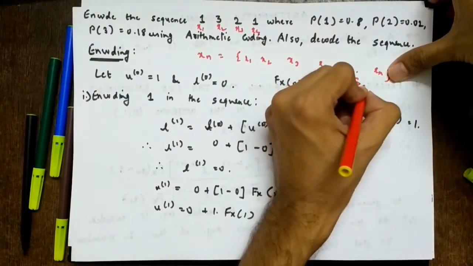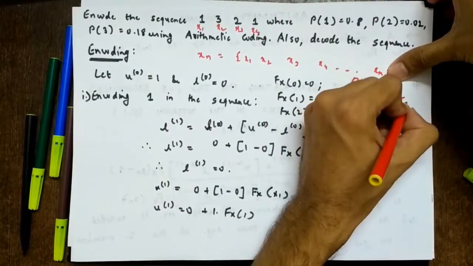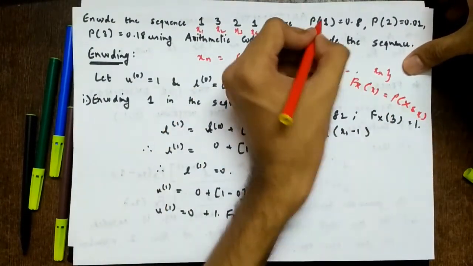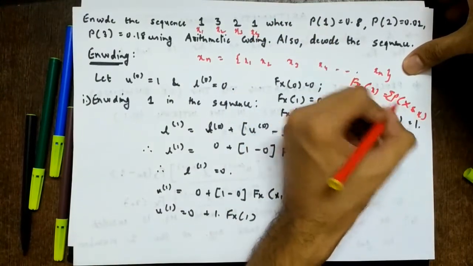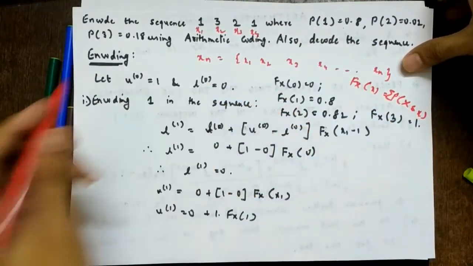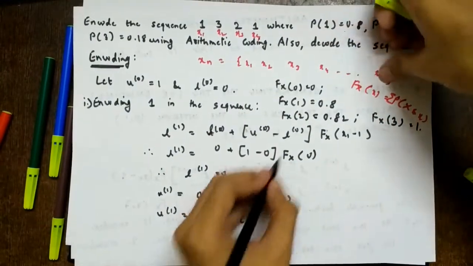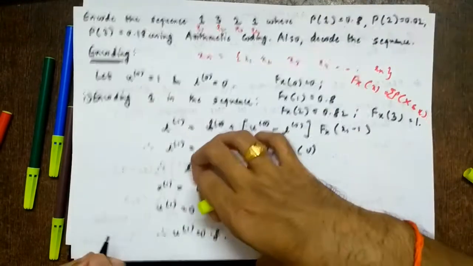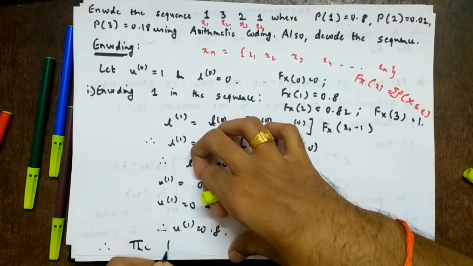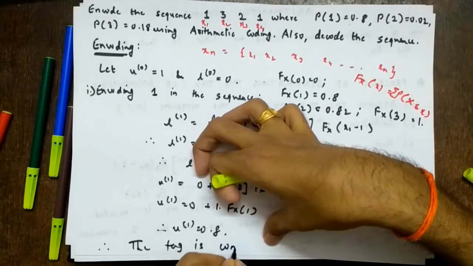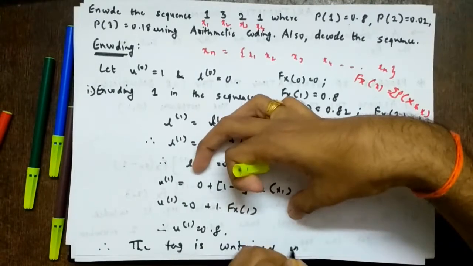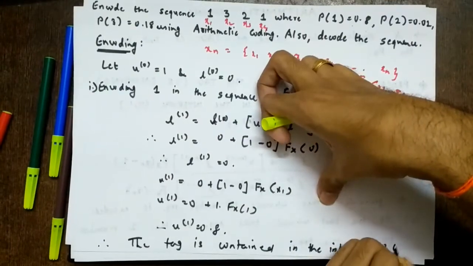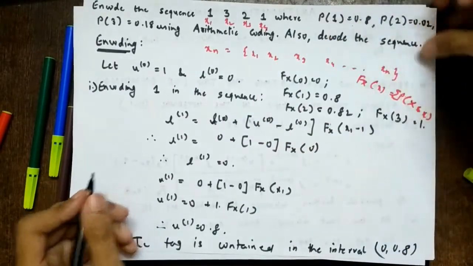Why is this so? Because we have seen in engineering mathematics that Fx of x is equal to the probability of X less than or equal to x. So in this case our x are numbers and it is a summation. So just go on adding for each number which is increasing. I will not go into that detail. So what is Fx of 1? 0.8. So therefore U of 1 is 0.8. So what we write is: therefore the tag is contained in the interval 0 to 0.8.